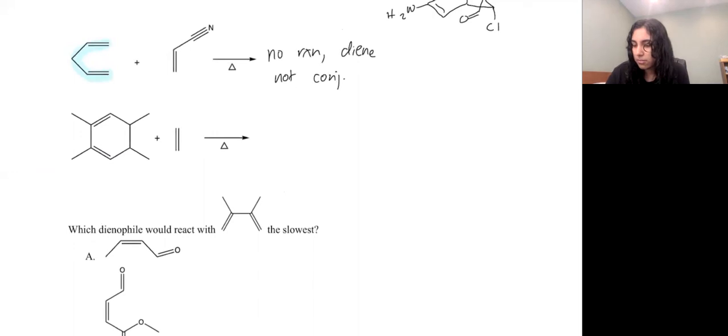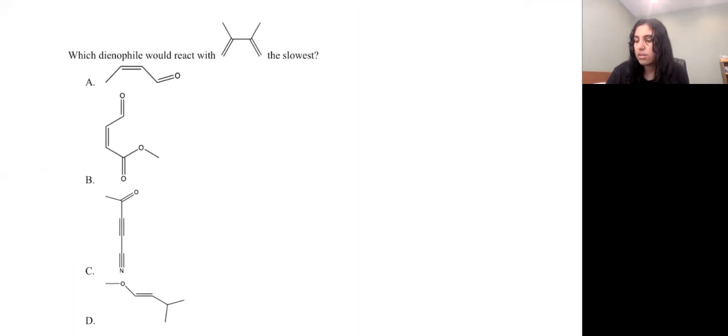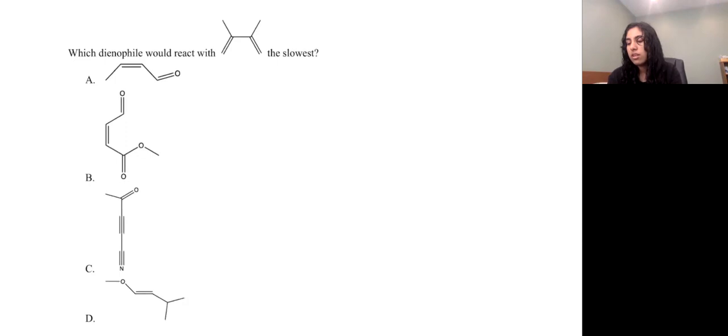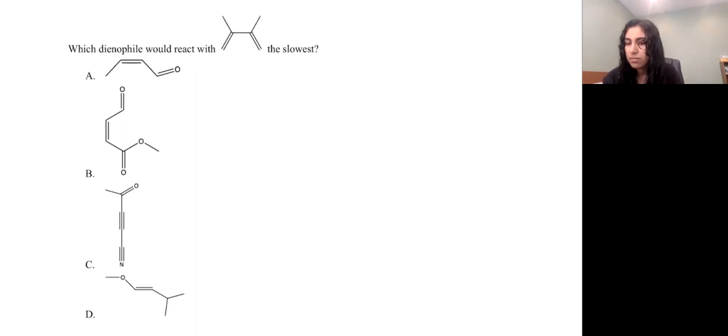Okay, so now there's multiple choice. I think this is kind of similar to what you'll see on the exam. You'll see a lot of dienes and dienophiles, and you'll have to mostly find which one is going to be more reactive. So what do you think the answer to this would be? It would be C.